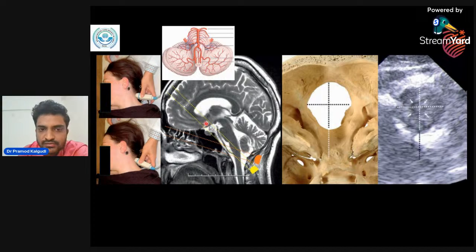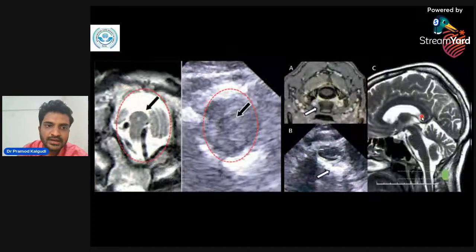So when you see this window, you'll be able to delineate these are the clivus, this is the foramen magnum, and you have the medulla inside. So this is how you insonate this window. So once you insonate this window, let's see what all you can see. Suppose you're insonating this window and suddenly you see this.